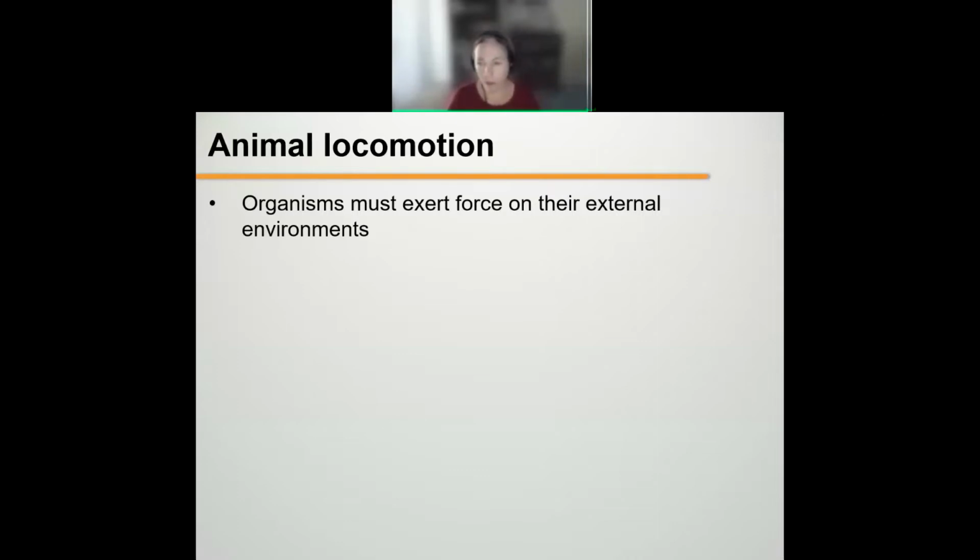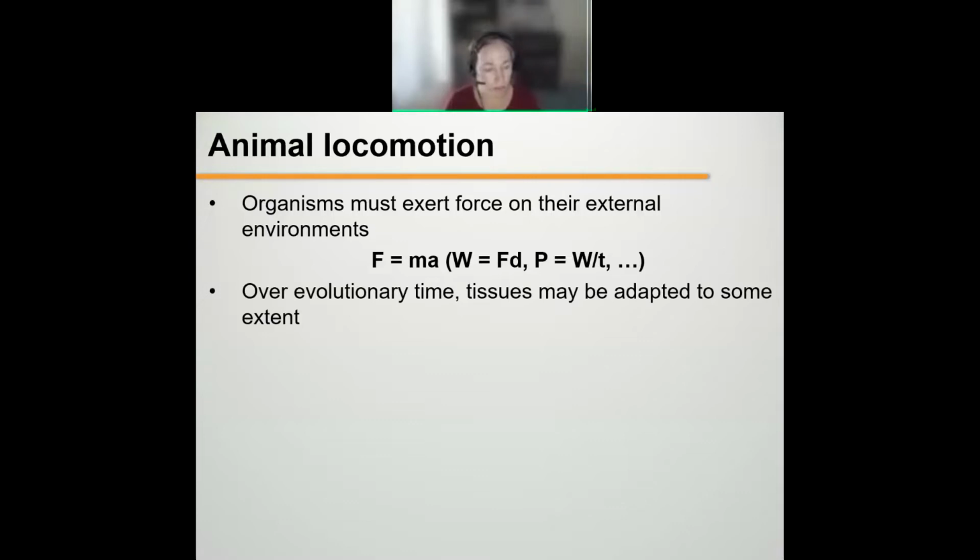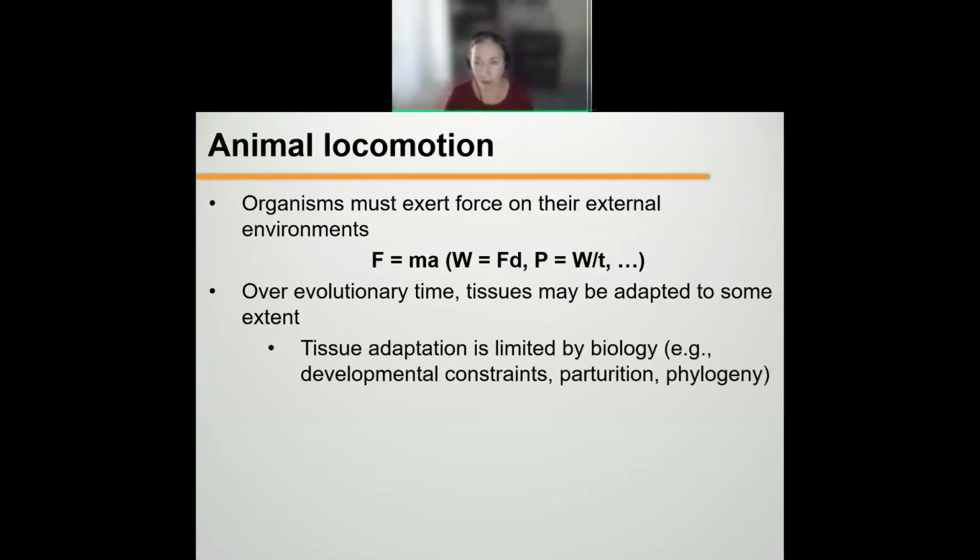So organisms, of course, have to exert force on their external environments. And so we have Newton's second law and related functions, force equals mass times acceleration. There are particulars in there that cannot be altered. We can't change gravitational acceleration. None of that is under biological control. But over evolutionary time, tissues can be adapted to some extent, and we can work on other aspects of these equations. But here's the catch.